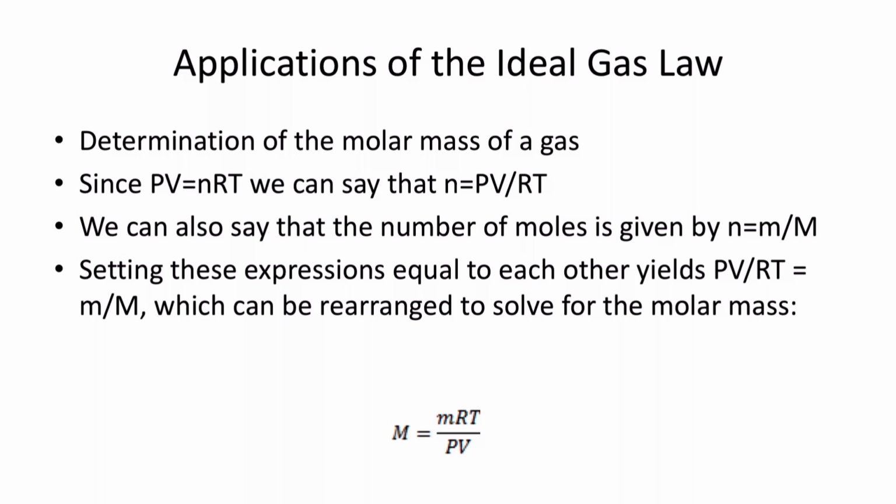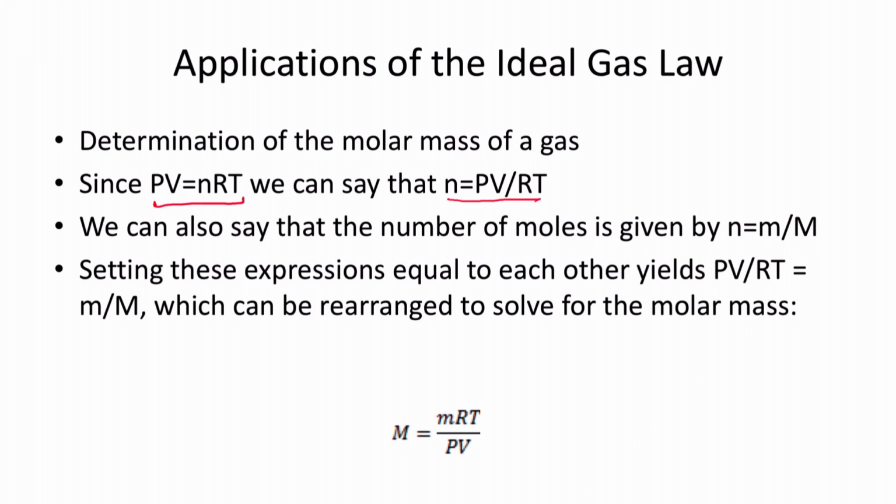Okay, and so one thing that is pretty common is we can figure out what the molar mass or molecular weight of a gas is going to be. Okay, and so here's how we're going to do this. We know from the ideal gas law that PV equals nRT, right? If I multiply the pressure by the volume, I get number of moles times this constant R times the temperature T.